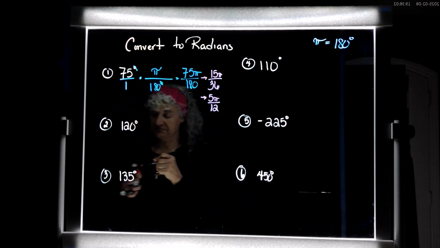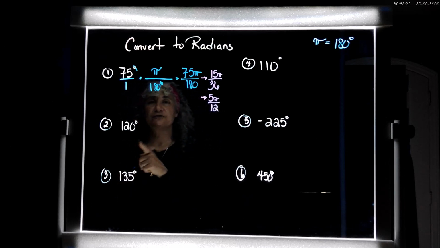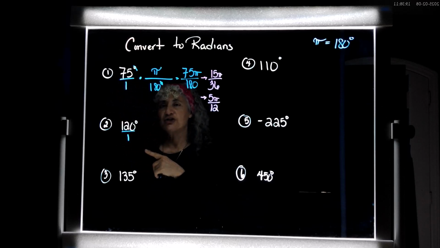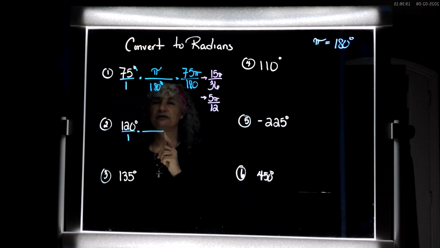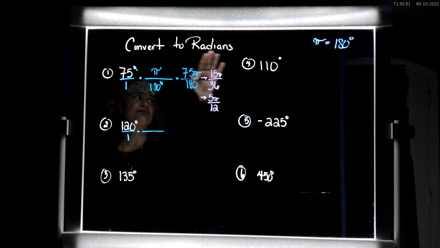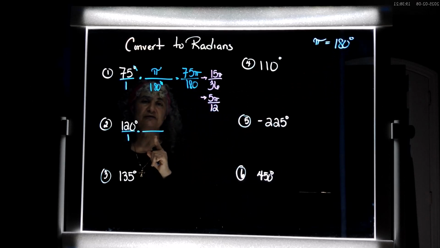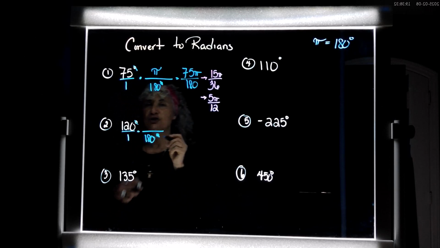Number 2. What are you going to do first? You're going to make this a fraction. What operation are you going to do to this fraction? Multiply. Okay. Remember, converting to radians, this is the conversion we're using. What do you want to get rid of? The degrees. So what will go in the denominator to cancel it? The 180 degrees. The key with these conversions is putting the units on there.